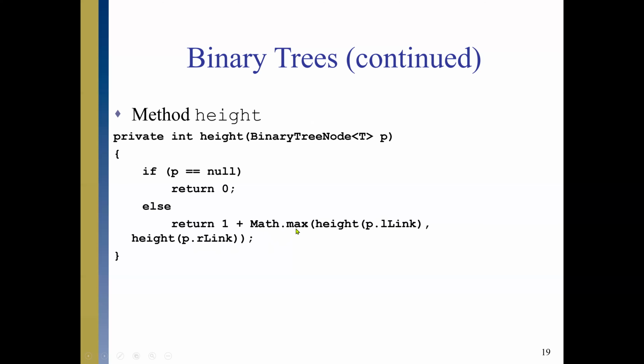And Math.max, because we want the height value. So how many levels it goes through, the maximum one will return, then we add 1 to it. And that will be the height of the tree.